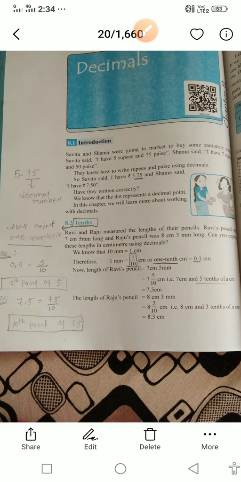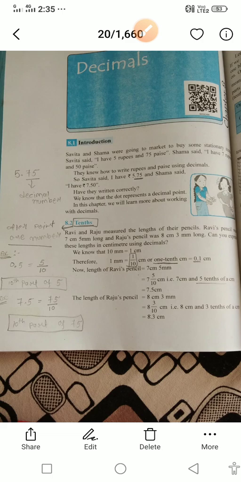Okay, but before that, whenever we start any chapter, we know there are exercises like 8.1, 8.2, 8.3, 8.4. Now, what does point mean? That point is called the decimal point. But there are many different types of decimals: tenths decimal, hundredths decimal, thousandths decimal, and so on. So first of all we will learn about tenths decimal.